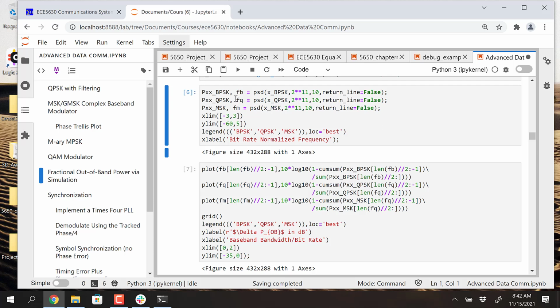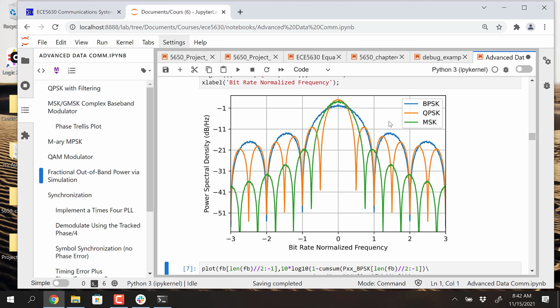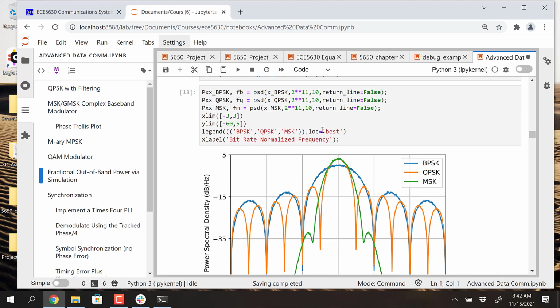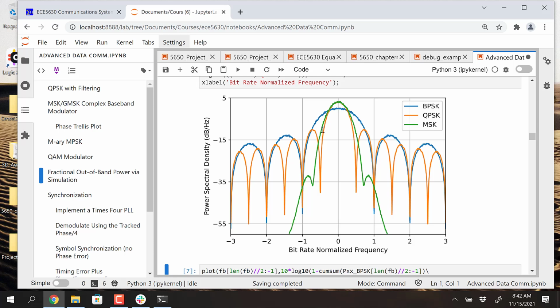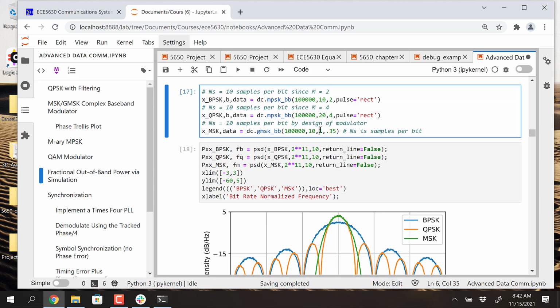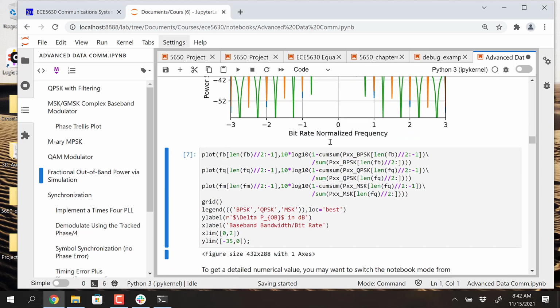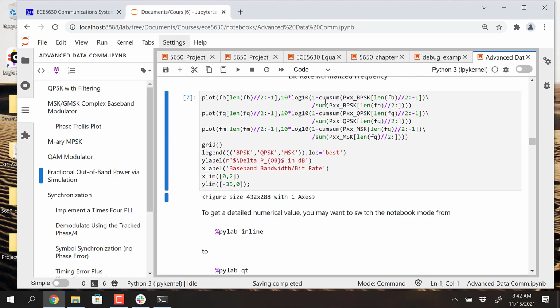And then when I want to get the fractional out-of-band power, well, here I get the PSDs. So those are the PSDs of those three. And if I wanted to change this to 1, then I've got the GMSK spectrum in the middle instead, if I wanted to do that. But then to get the fractional out-of-band power, I just use vector operations or array operations in NumPy, MATLAB, Julia. All the languages would let you do something very similar to this.